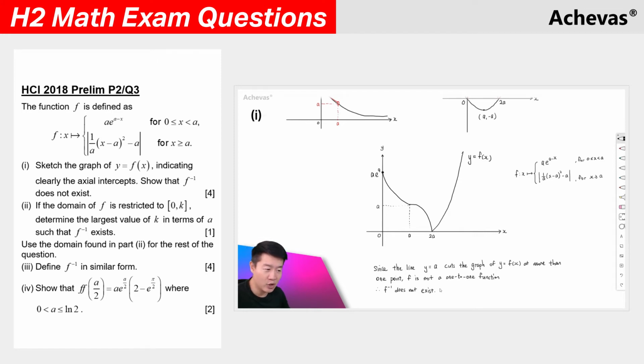That is why I'll give a comment that is something like this. Since the line y equals a cuts the graph of y equals f(x) at more than one point, so I know f is not a one-to-one function. And since it is not a one-to-one function, that is why f inverse does not exist.